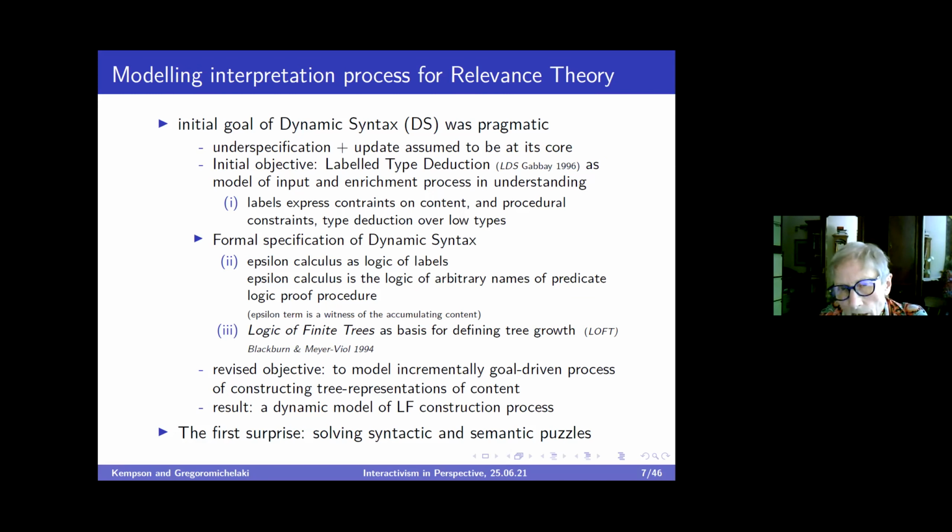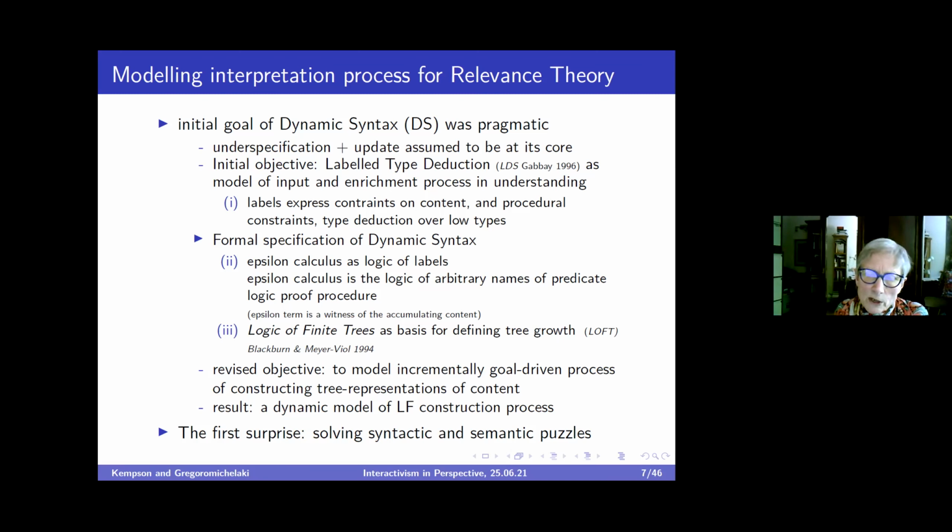Because of this, in LDS, labels express the constraints on content and indeed procedural constraints on the proof steps, so that the types can remain relatively low. Now, when we came to the formal specification, we came across Wilfried Meyer-Viol, who was working on the epsilon calculus. When he came to us as a postdoc, he brought the wonderful bonus of having worked with Simon Blackburn on the logic of finite trees. So he could define for us a framework which combined a labelled deductive system using the epsilon calculus and LOFT, as we call it, the logic of finite trees.